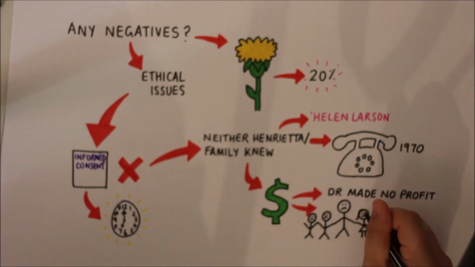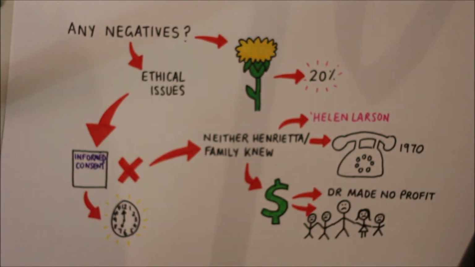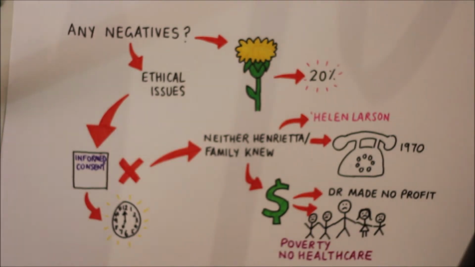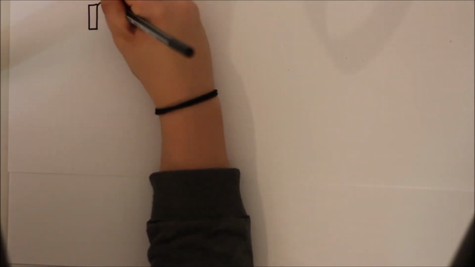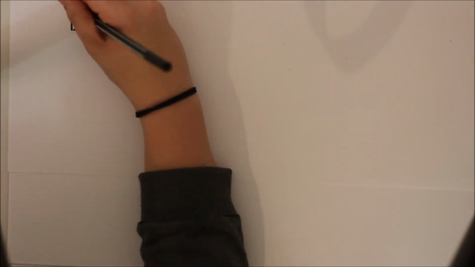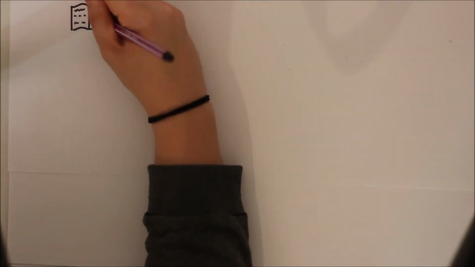Nevertheless, it's important to note that Dr. Gay made no profit from his breakthrough and actually gave the cells free of charge to other researchers in the name of science. More justice came to the family when an author called Rebecca Skloot befriended the family and published a book on Henrietta's story called The Immortal Life of Henrietta Lacks in 2010.